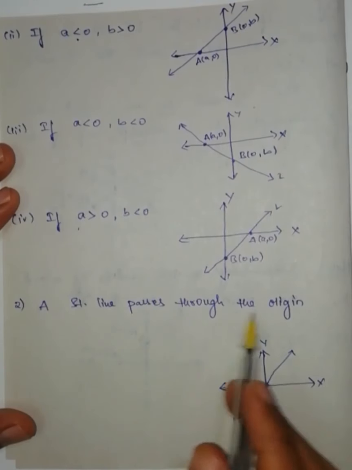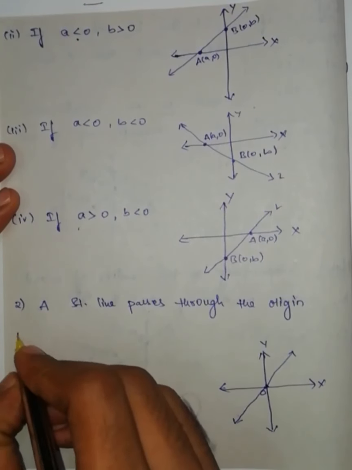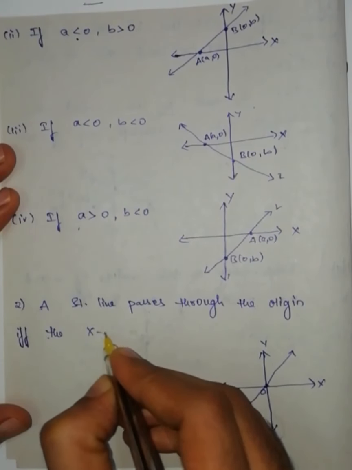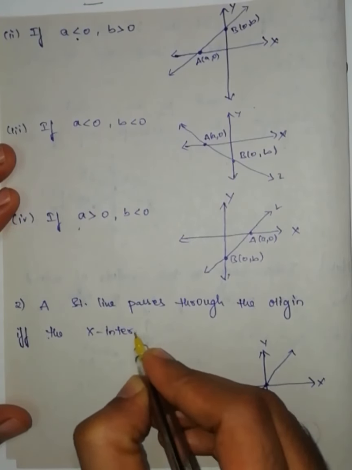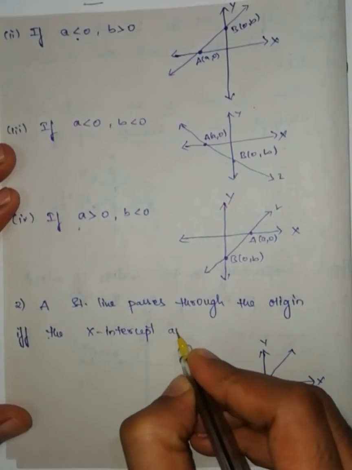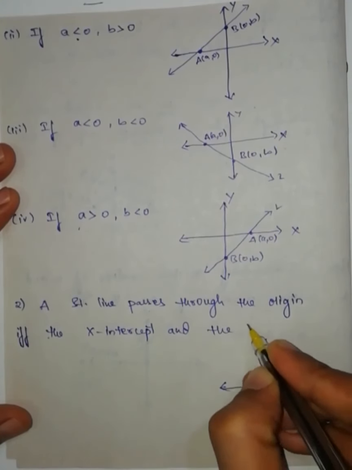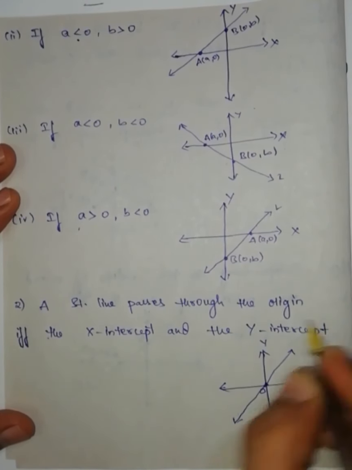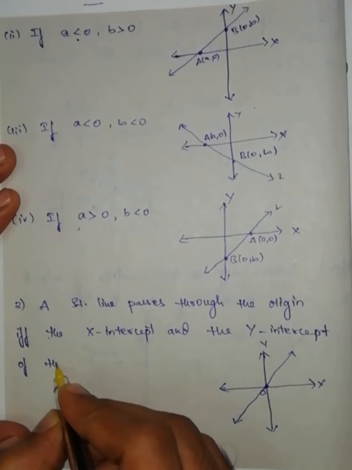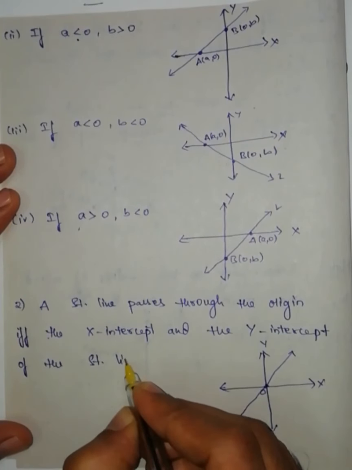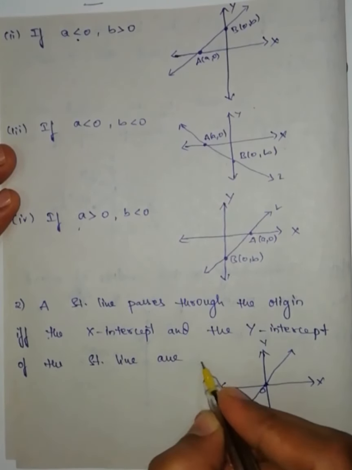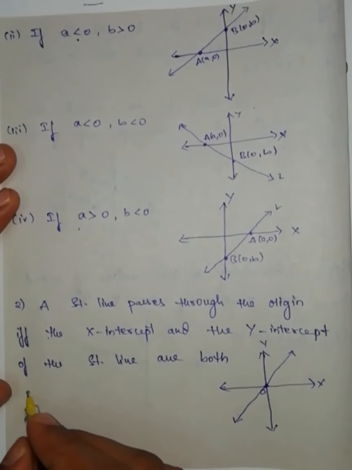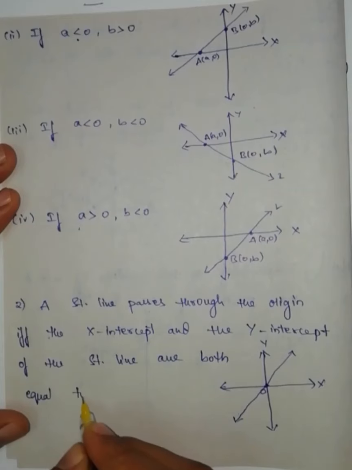Therefore, a straight line passes through the origin if and only if the x-intercept and the y-intercept of the straight line are both equal to 0.